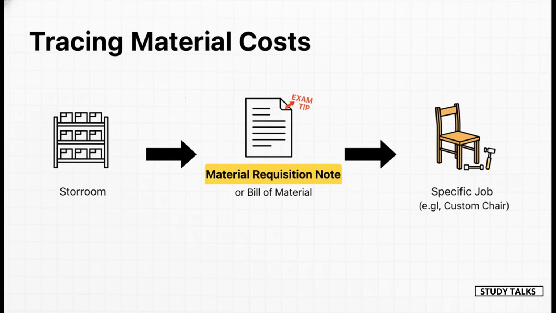This one's the easy part, honestly. When a worker needs some wood for, say, job 123, they fill out a form that says, "I'm taking this wood for job 123." That form is called a material requisition note. Now, etch that name into your brain. Seriously, it's a classic MCQ question.